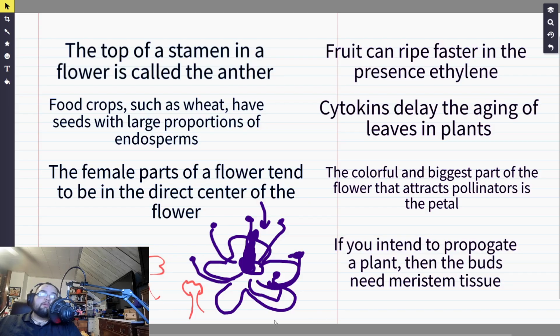The meristem is what encourages the growth. If you have a bud without it, then the bud's not gonna bloom or flourish. Does that make sense? But that's gonna do it.